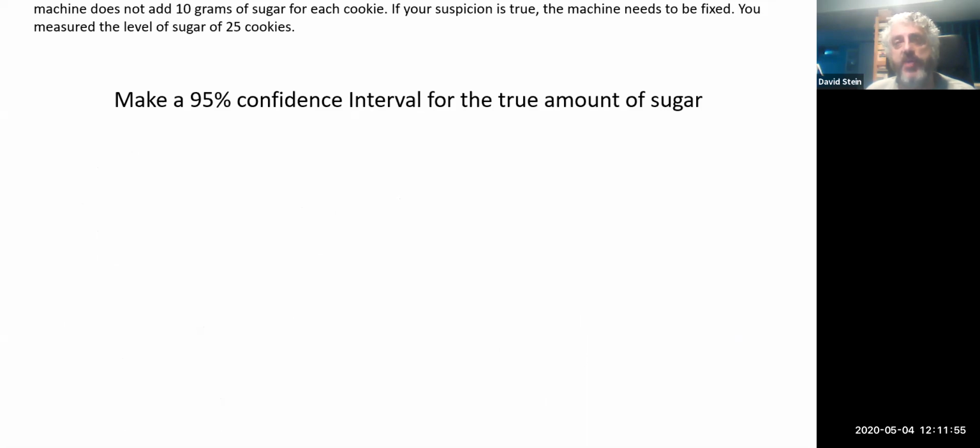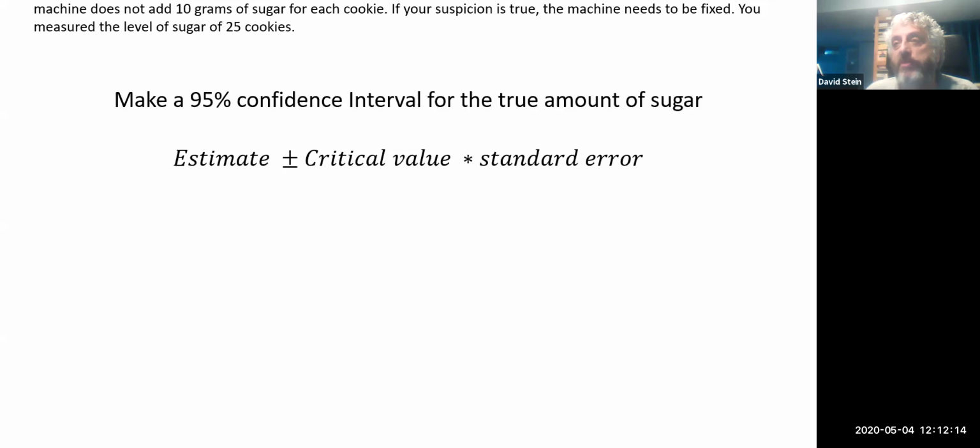Let's see, there are 3 steps, right? Assumptions, showing your work, and conclusion. But we've already done the assumptions, so I really only have 2 things. I've got to show my work, and then I've got to conclude. And again, you should be able to do this right now. You should be able to stop this video and do this if you understand what a confidence interval is.